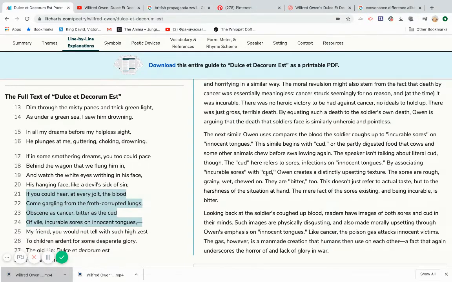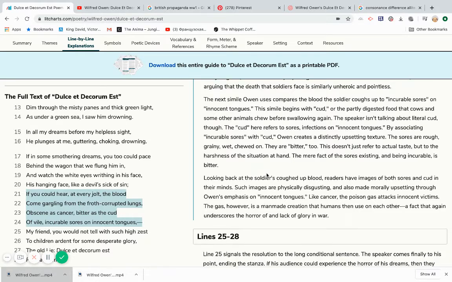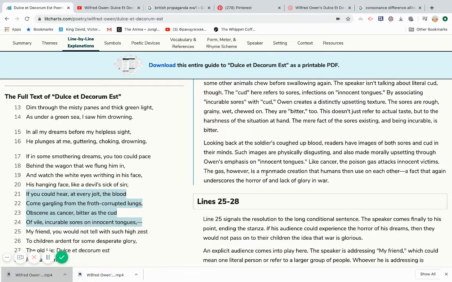The next simile Owen uses compares the blood the soldier coughs up to incurable sores on innocent tongues. The simile begins with cud, or the partly digested food that cows and some other animals chew before swallowing again. The speaker isn't talking about the literal cud, though. The cud here refers to sores, infections on innocent tongues, by associating incurable sores with cud.